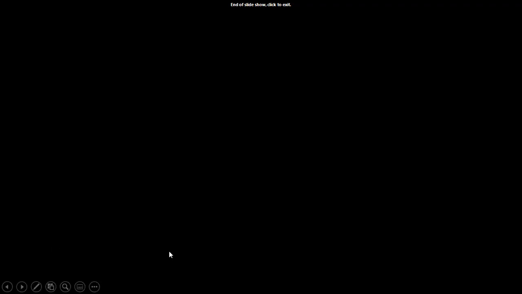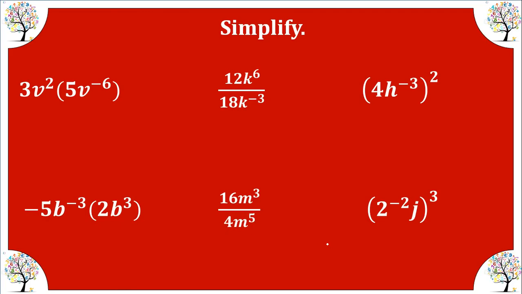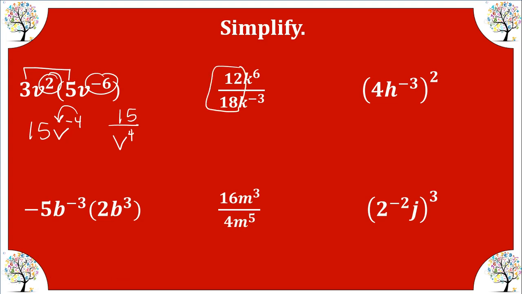Okay, let's do a quick review of our power rules. So here we have multiplication. So we're going to use the product rule, but first we're just going to multiply coefficients like normal. Our base is v, and so we add exponents and we get 2 plus -6, and that's -4. So this -4 is attached to the v, so the 15 stays in the numerator, and v to the +4 is in the denominator. Our second example, we are dividing, but let's go ahead and simplify 12 over 18 by dividing by 6. And so that's going to give us 2/3.